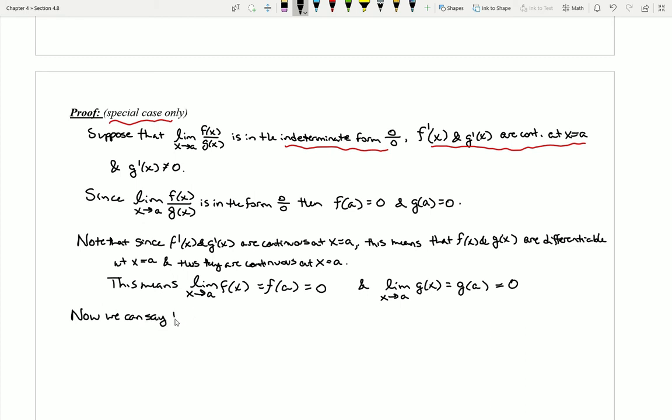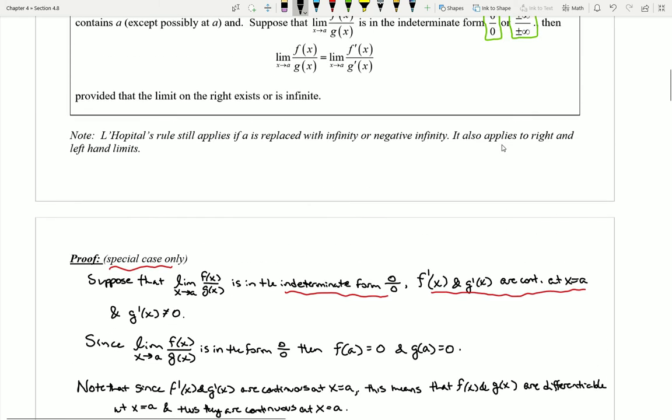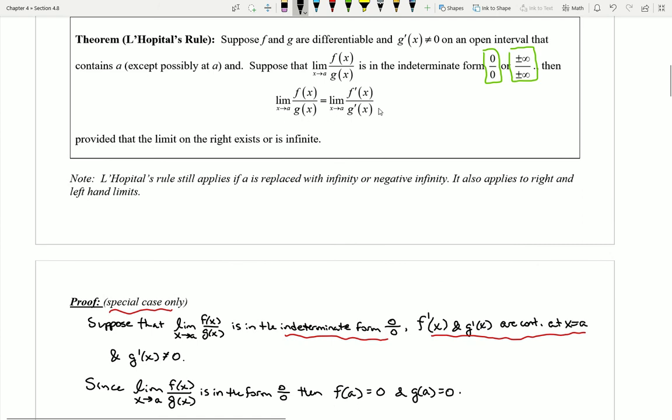So I'll say, now we can say that. And again, keep in mind what we're going to try to figure out. We want to determine if, based off this information up here, we can show that these two limits would be equal to each other. That is, they produce the same answer.